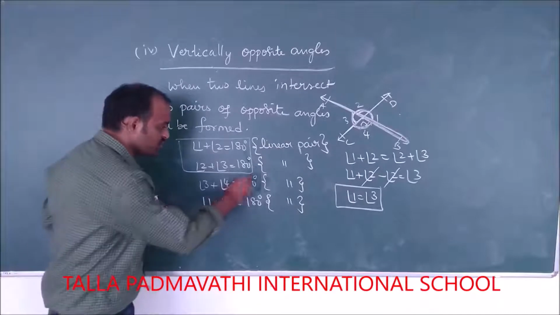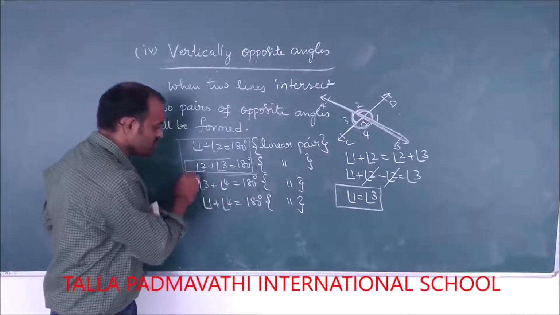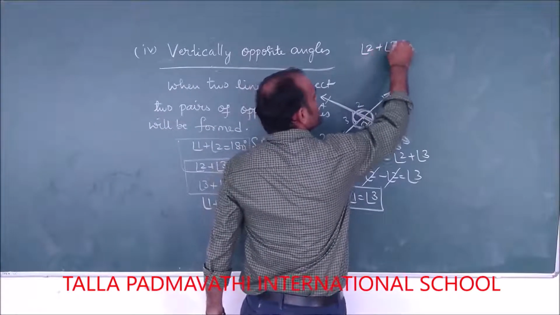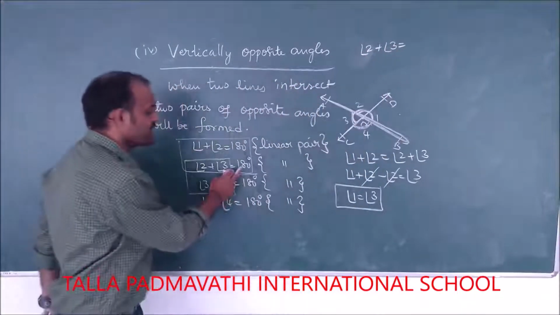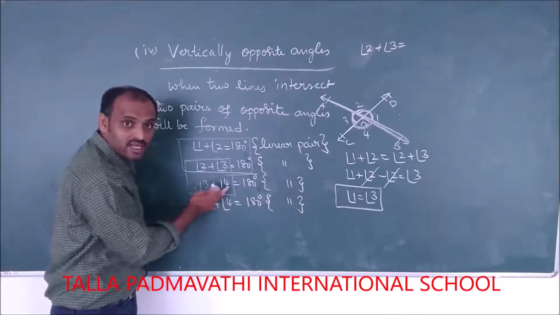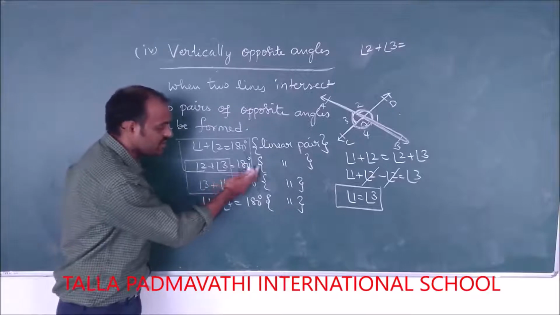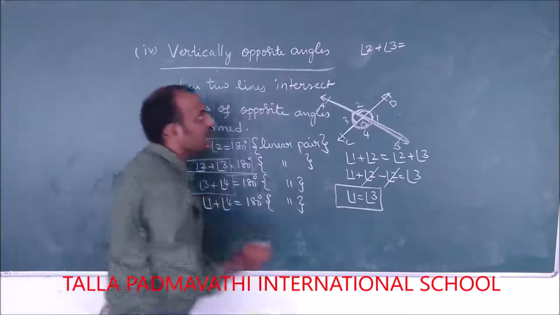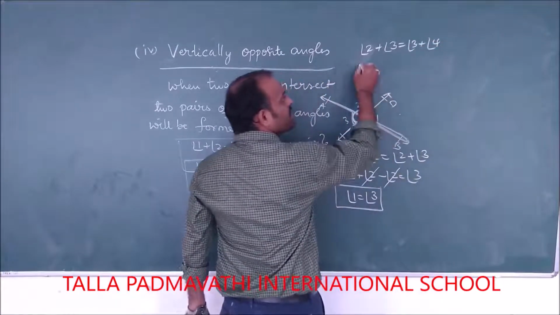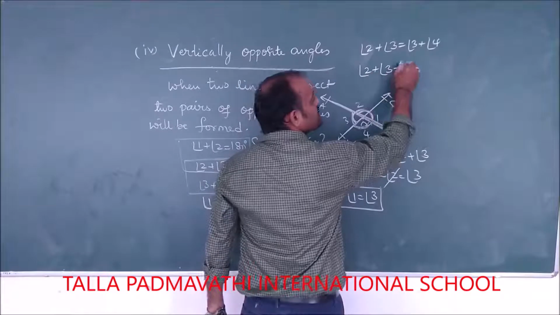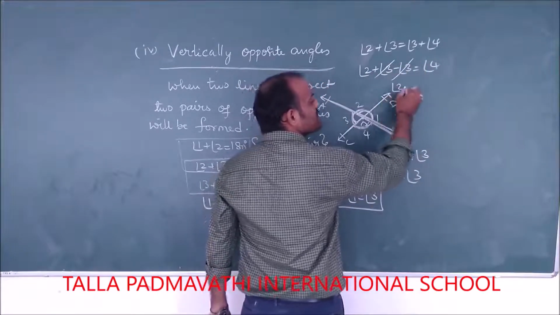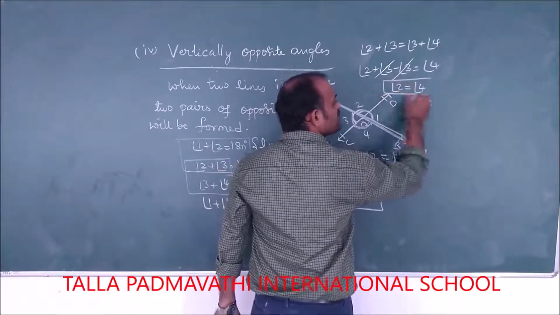Next, if I use these two concepts, angle 2 plus angle 3 is equal to 180 degrees. So, instead of 180 degrees, I can replace it with angle 3 plus angle 4. Moving angle 3 to the left hand side, minus angle 3, plus angle 3 minus angle 3 gets cancelled. Therefore angle 2 is equal to angle 4.